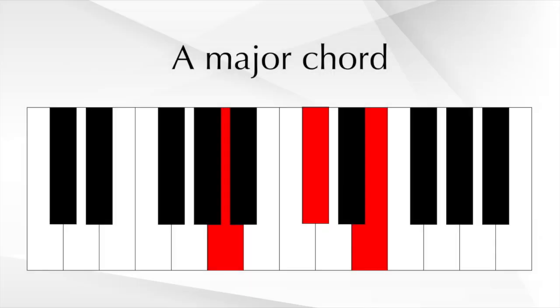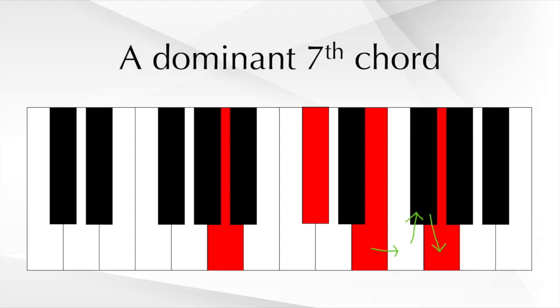Here is the A major chord, and E is the last note of the A major chord. To get a 4th note of the A dominant 7 chord, we simply move up 3 semitones from E, and we land on G. Once we add G to the A major chord, we have an A dominant 7 chord.